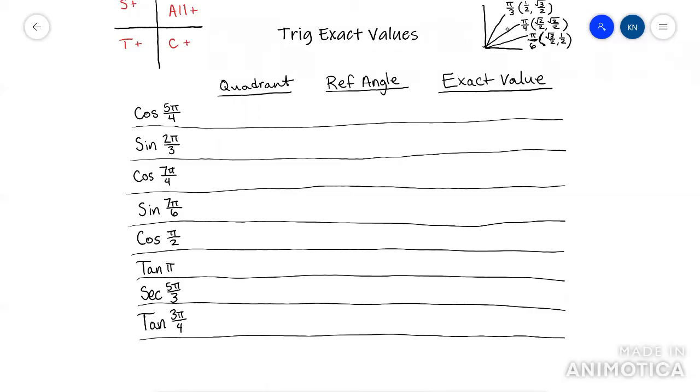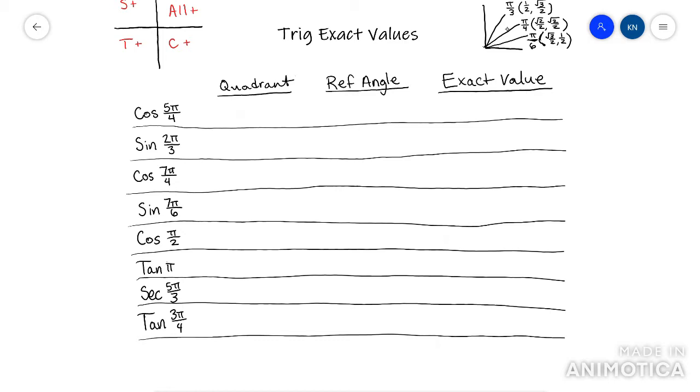This video is going to cover trig exact values. This is something that is super important to know. Basically, what a trig exact value looks like is something like cosine 5 pi over 4. You're going to first identify which quadrant it's in. That's going to tell you if your answer is positive or negative. You're then going to find the reference angle, which for radians is pretty easy because it's just going to be like the denominator, pi over 4. Then you're going to answer. So let me show you how this works.